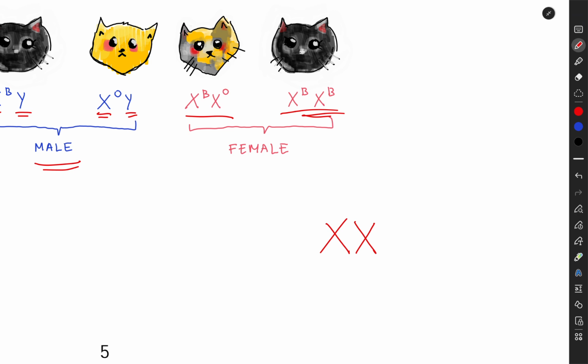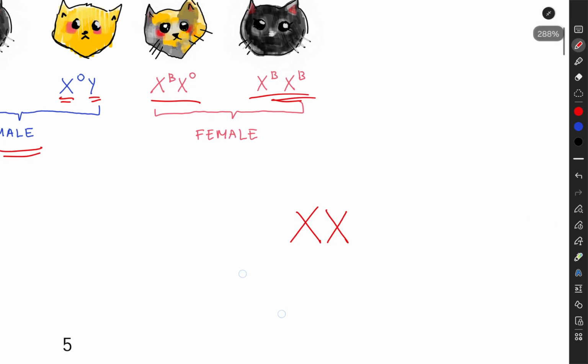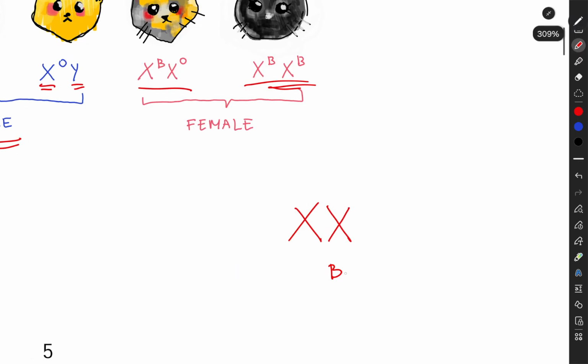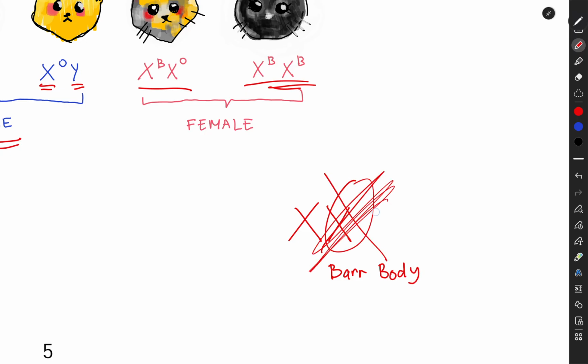It's called random silencing. The choice of which X chromosome to inactivate, the one from the mother or the one from the father, is entirely random in each individual cell. It's called the Barr body if you want to search it out. So one of them will be silenced into a tight condensed chromosome. If it's condensed, it cannot express the genes.